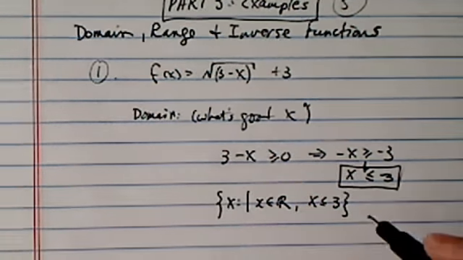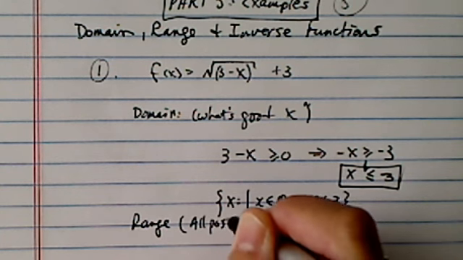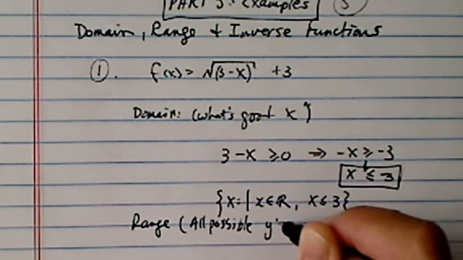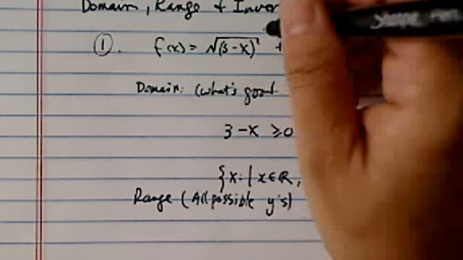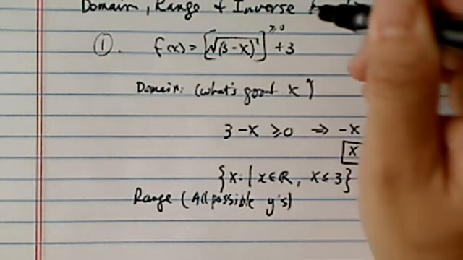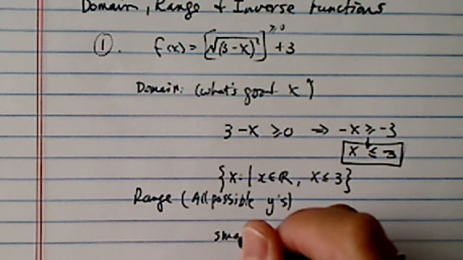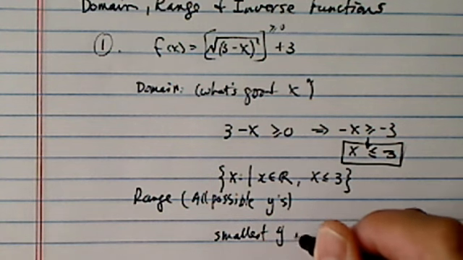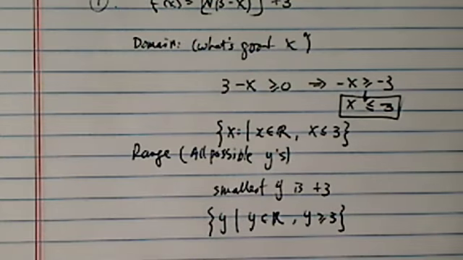Given that, range is all possible y values. In order for this to happen, this radical chunk is always bigger than or equal to 0. So the smallest the y could ever get, the smallest y is positive 3. Okay, so let's write it in set notation. y belongs to the real numbers, y is going to be bigger than or equal to positive 3.